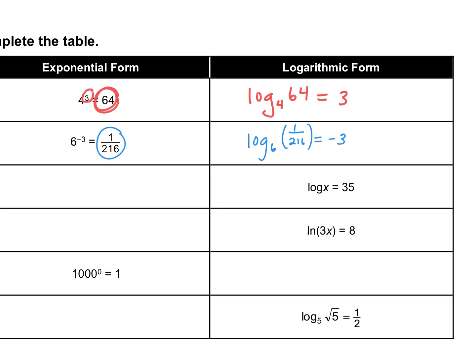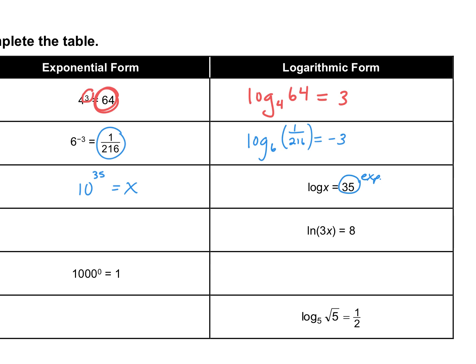All right, so our next row, we're given the log form. When we're given the log form, we want to try to find the base. So here's the log. I don't see any subscript like this 4 or this 6. When they don't write the base in for you, the base is going to be 10. So in exponential form, I know the base is 10. And remember, the log is equal to the exponent. So I know that that 35 is the exponent. So 10 to the 35th power equals whatever we were taking the log of, which is x. So there is exponent form.